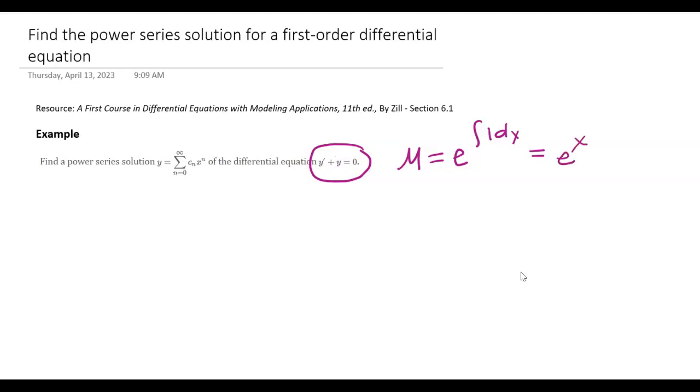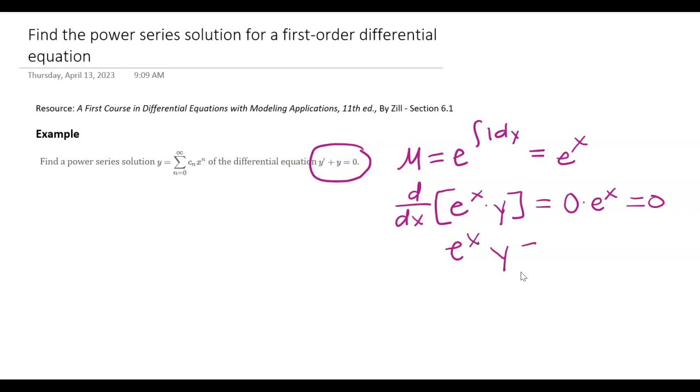And so what this tells me is the derivative of mu times y must give me this here when I use product rule. And so that must be equal to this here, which is just 0. Well, e to the x, y would then be equal to some constant. If I integrate 0, it must be some constant. And so y must be c e to the negative x.